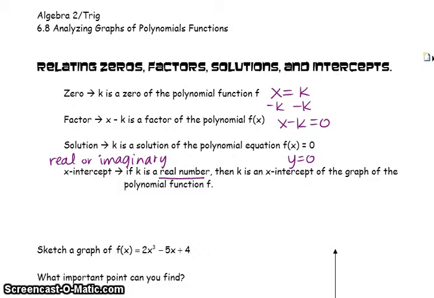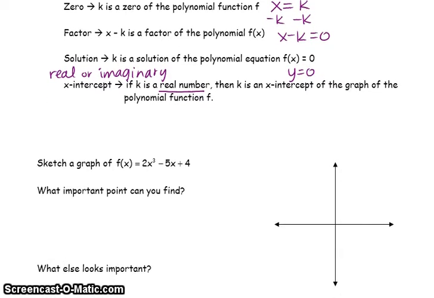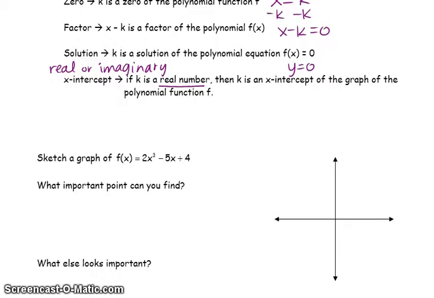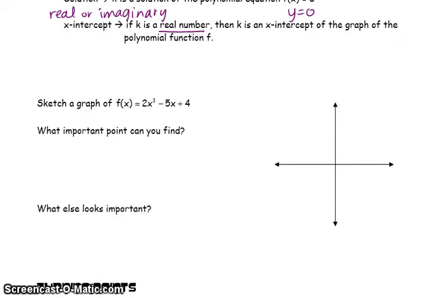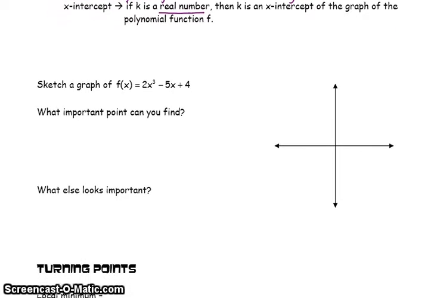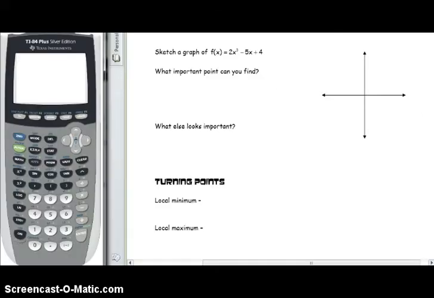Okay, so as we scroll down and we're looking at this first example, it says sketch a graph of f of x equals 2x cubed minus 5x plus 4. If we're starting off with that, let's put this into our calculator and see what we can get. I just made the screen a little bigger so we can see the calculator. So we have 2x cubed minus 5x plus 4. Make sure that's a minus sign and not a negative sign.